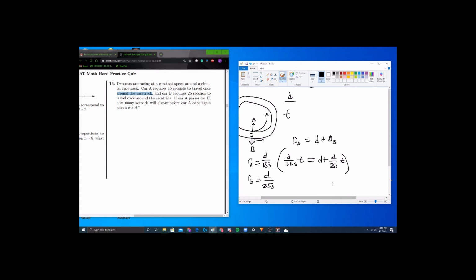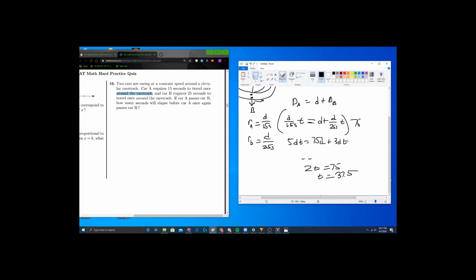Let's get the least common multiple of 15 and 25. It's 75, because 75 divided by 15 is 5, giving 5DT. Then 75 times D is 75D. 75 divided by 25 is 3, giving 3DT. Oh, I'm sorry, this was from when my mic stopped working. So 5DT.